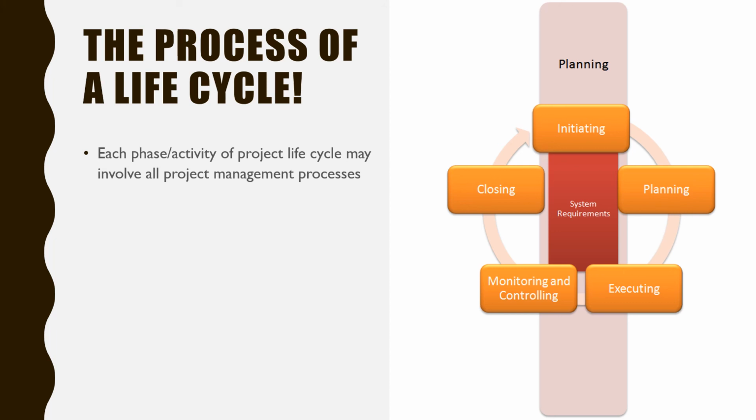We may initiate, start off the system requirements. We may do the planning of how we are going to collect all the system requirements. We may then execute, do the actual groundwork of collecting all the system requirements. All this while we'll monitor and control everything, and then finally we get the sign-off and close out the system requirements activity, right? So what this slide is trying to say is that each activity may have its own set of project management processes as well.